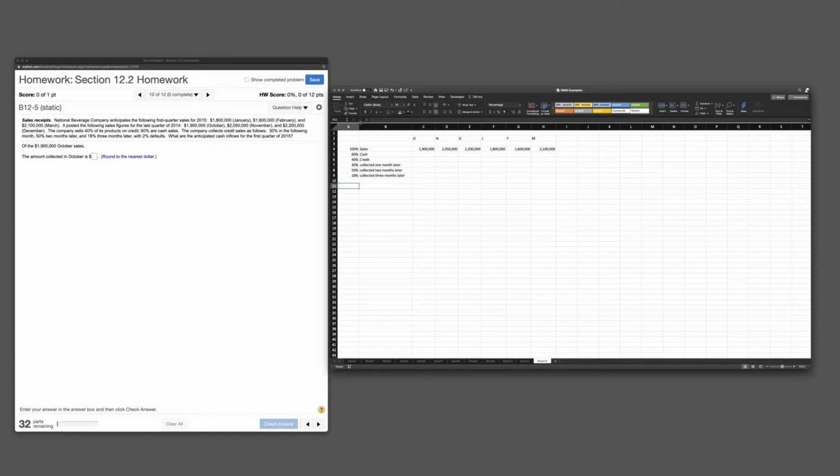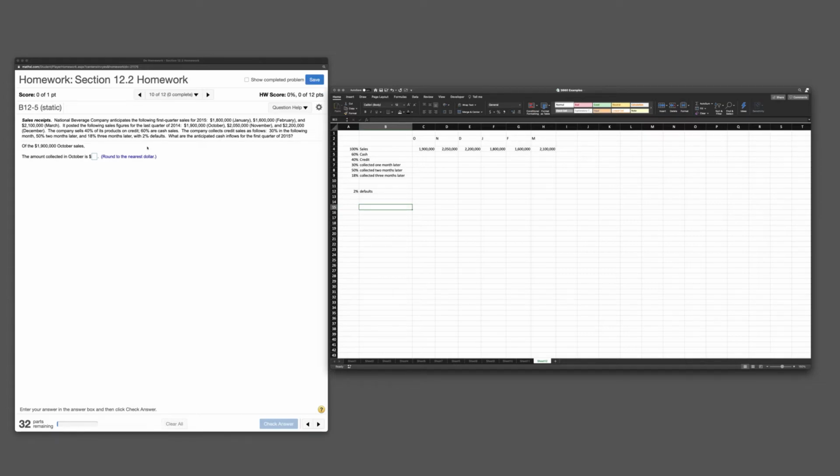And finally, there's also a default. So 2% is going to be defaulted. In other words, it won't ever be paid. There'll be people or companies that will not be able to pay, maybe suppliers, or customers, I guess makes more sense. Okay, so now let's move on to our question here.